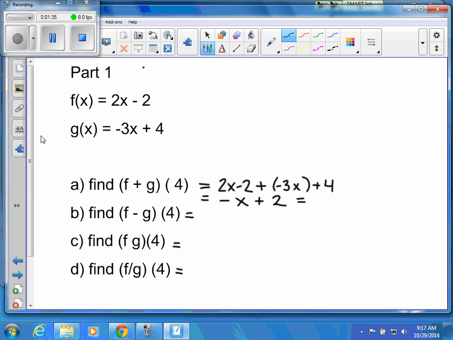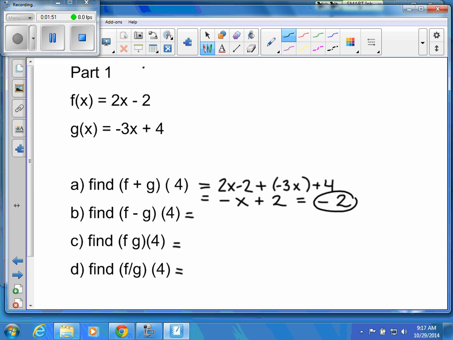Once you are done with that, you're going to notice that there's no x, that there's a 4 right there. So in place of all of the x's, you're going to put a 4. So a negative 4 plus 2 will give you a negative 2 for your final answer.